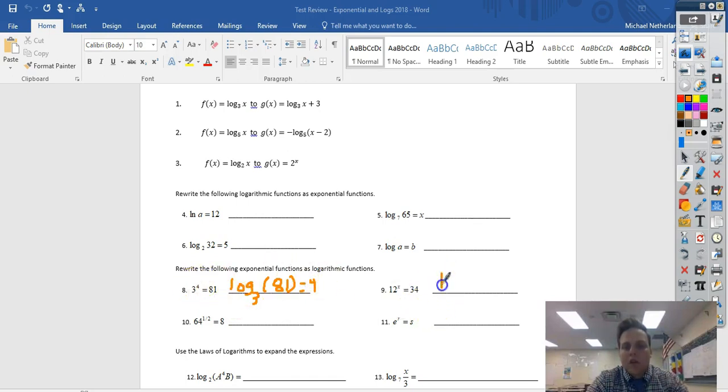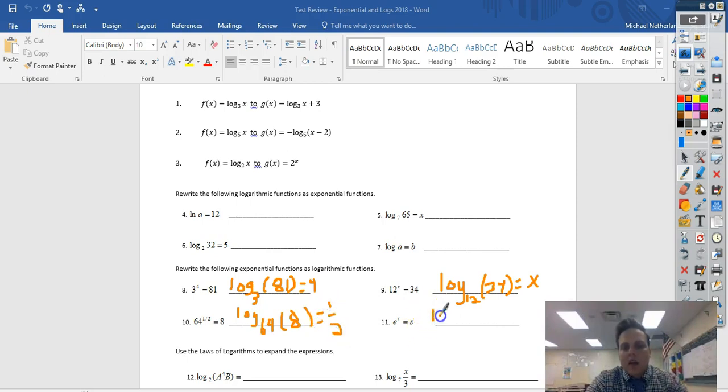Alright? So this guy is log base 12 of 34 equals x. This guy is log base 64 of 8 equals 1/2.